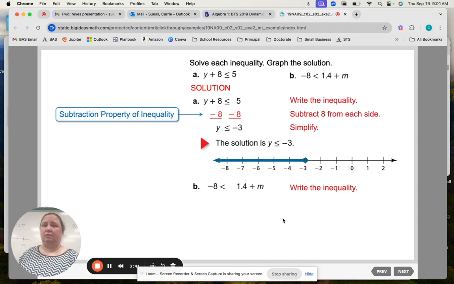So is this just the same stuff? It's the same stuff. We're just subtracting. It's the same as we did with addition.